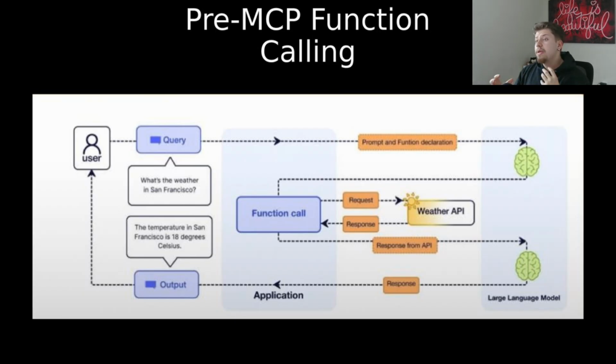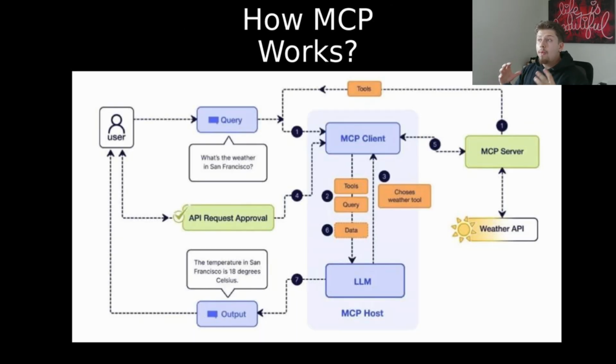So MCP is a solution for this. How MCP works is basically we have a user here that queries something like, what's the weather in San Francisco. My MCP client takes it, and it basically has the tools, like the capabilities inside, i.e. a bunch of different tools that you need.